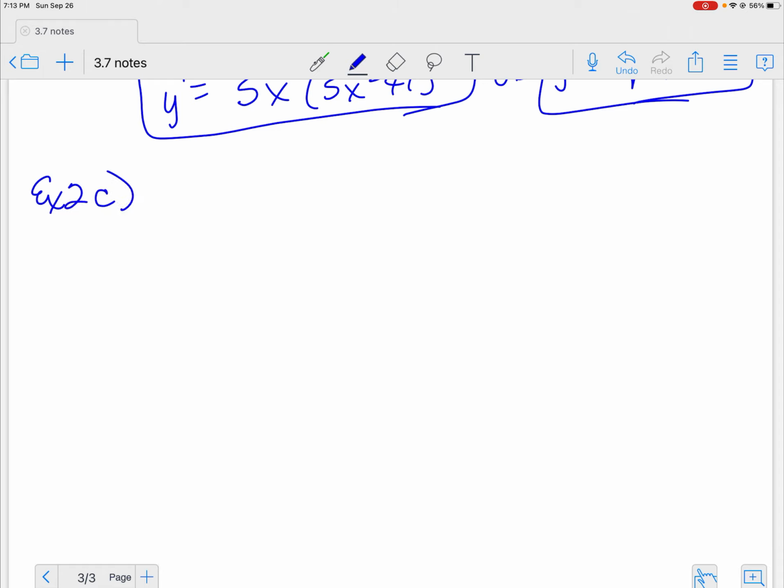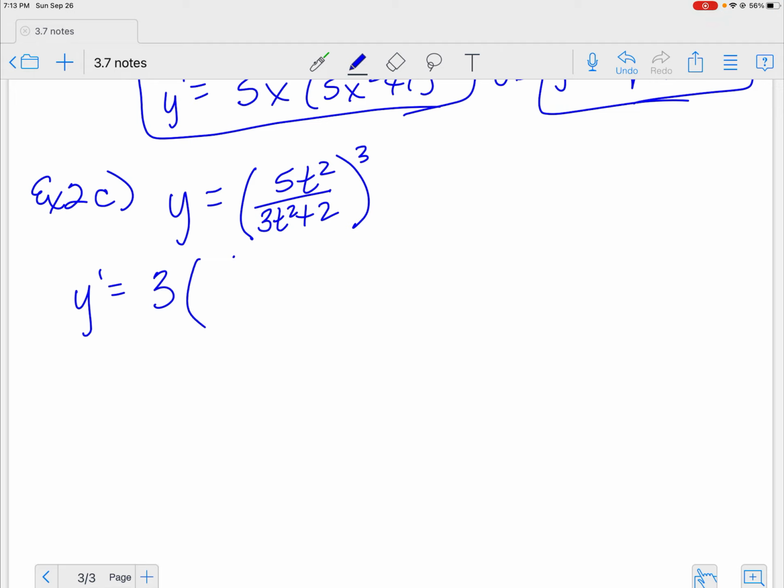Example 2c. I want to take the derivative of y equals 5t squared over 3t squared plus 2, cubed. Oh, do you see how exciting this is getting? Outside and inside functions, right? What's my outside? It is that cubed. Keep the guts. 3 times 5t squared over 3t squared plus 2, squared.